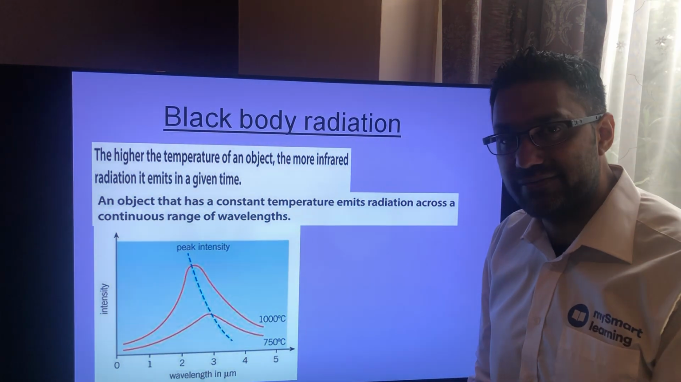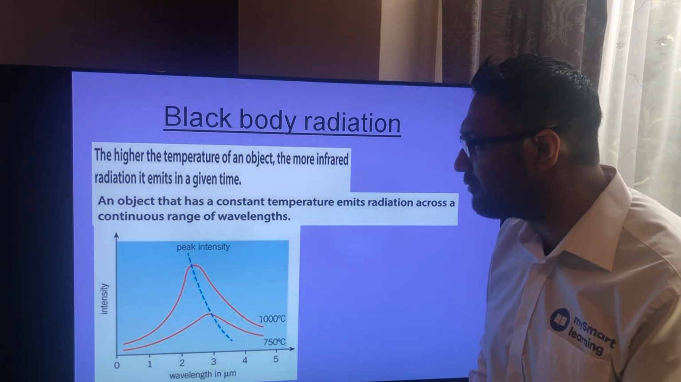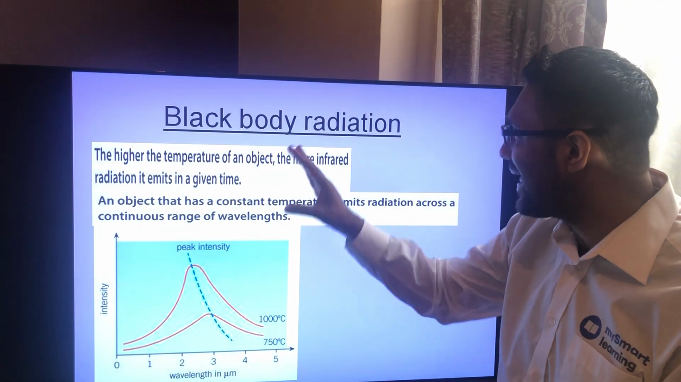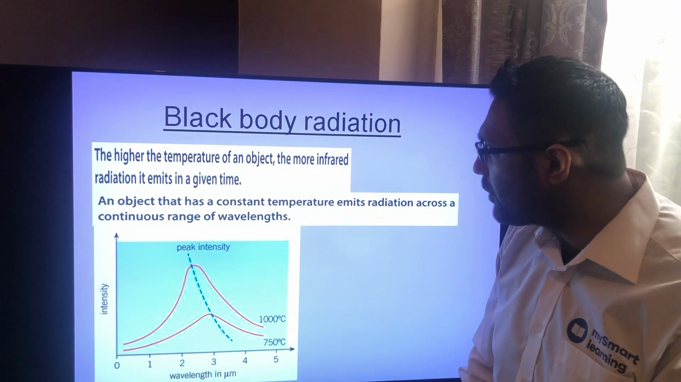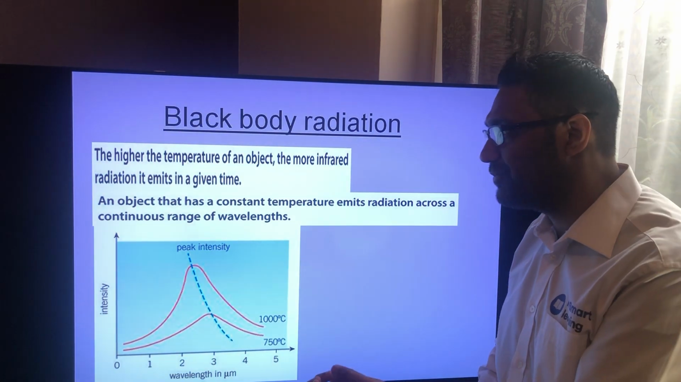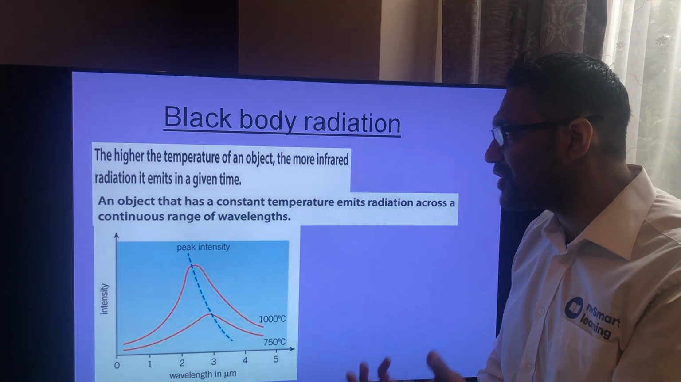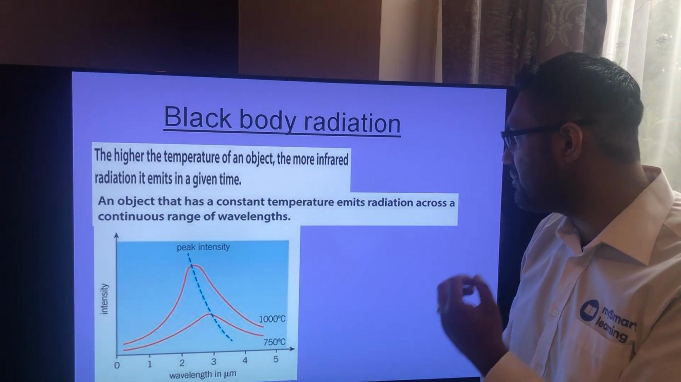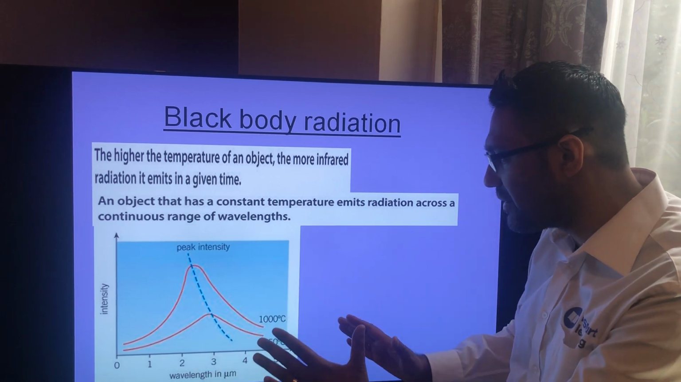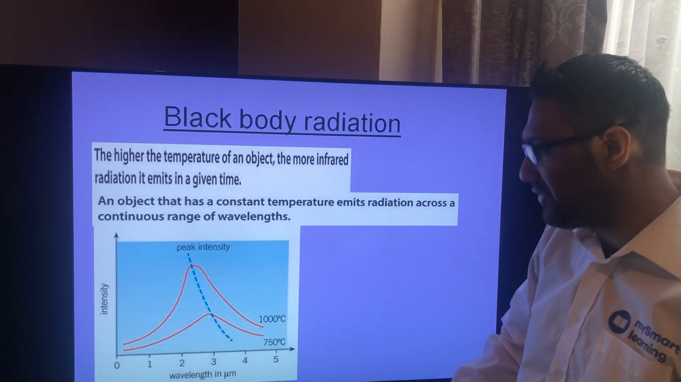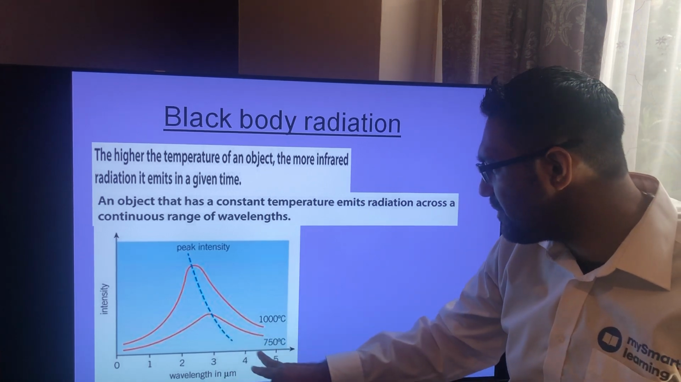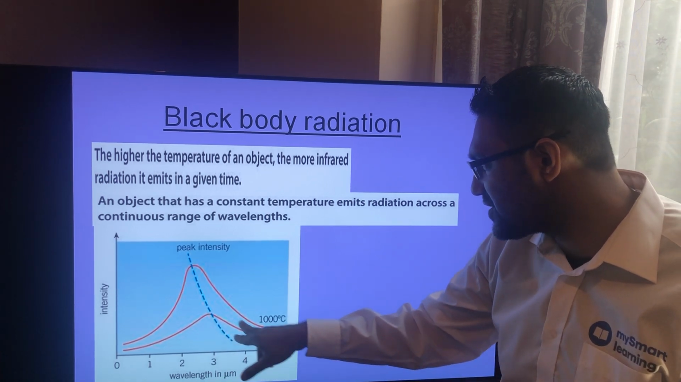Okay, so again, this is physics only and it's taken to the higher level. And this stuff here is for higher tier students about black body radiation. So the higher the temperature of an object, the more infrared radiation it emits at a given time. So that's obvious. An object that has constant temperature emits radiation across a continuous range of wavelengths. If you've got constant temperature, you have a continuous range of wavelengths. Now, what does it mean by black body radiation? Now, you can see this one here, 750 degrees Celsius.